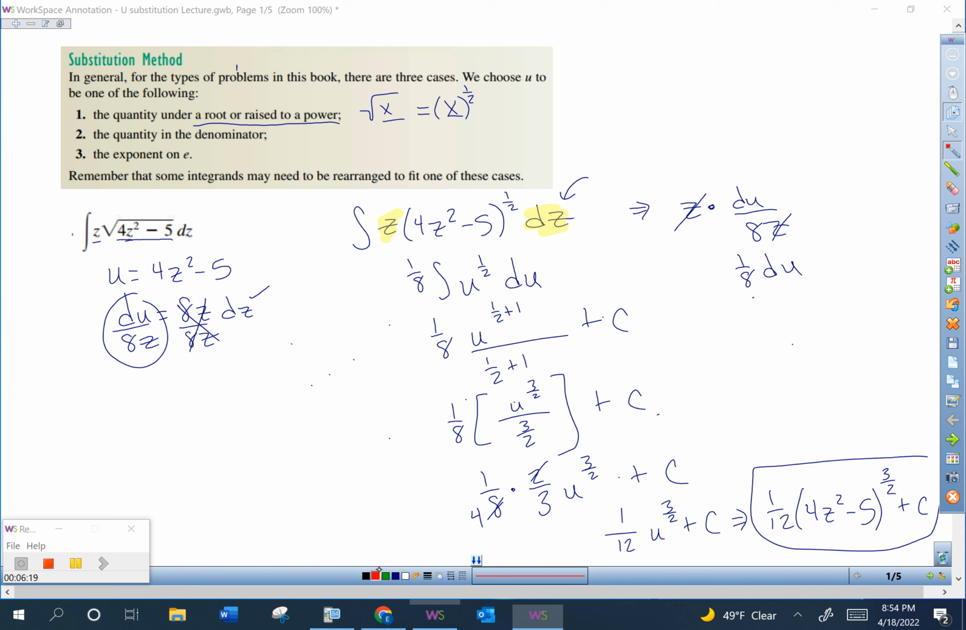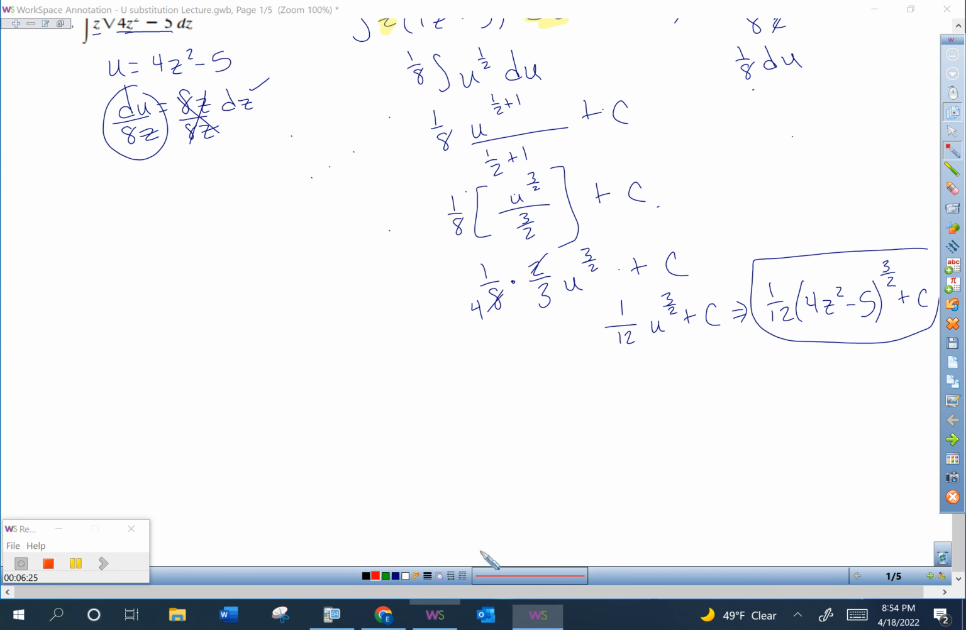Now what I want you to do for the first couple ones here, or until you feel really good about working backwards, is just take an extra step to check yourself. That's something that's real nice about these. You've got a check built in. You find the derivative of this thing, and if it's equivalent to the original, you did it.